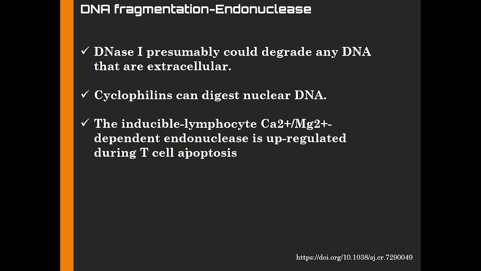Okay, so these are certain endonucleases which are present, which can degrade the DNA, and this DNA degradation could be by DNase 1 itself, which can degrade DNA in the extracellular environment, or the cyclophilins. There are certain cation-dependent endonucleases which are involved in the process of T cell apoptosis. Apoptosis, by the way, is a process which we call programmed cell death.